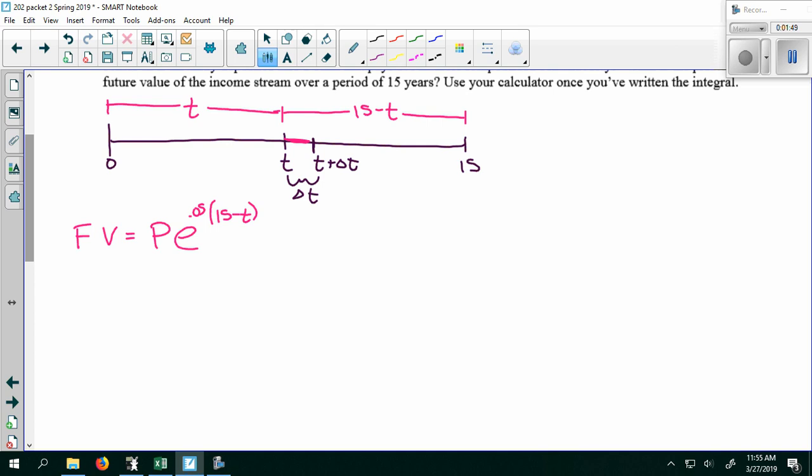Okay, now I need to figure out what the present value of that is. So that's delta t years, and I have an income stream of 1,000 plus 200 t dollars per year. So I have 1,000 plus 200 t dollars per year times some small amount of time, delta t years, e to the 0.05 times 15 minus t. So that is the future value of that one tiny slice of time.